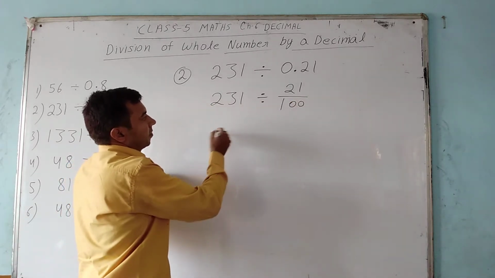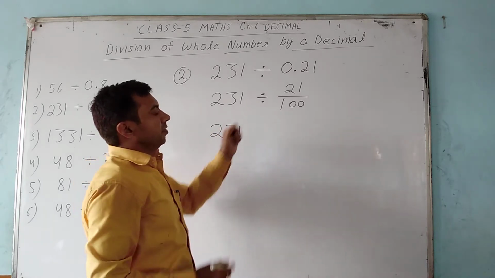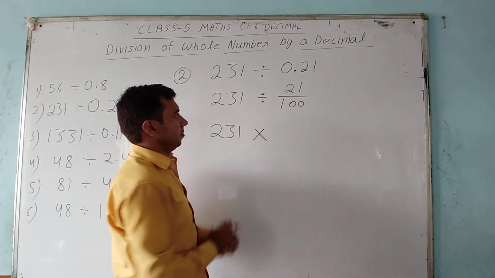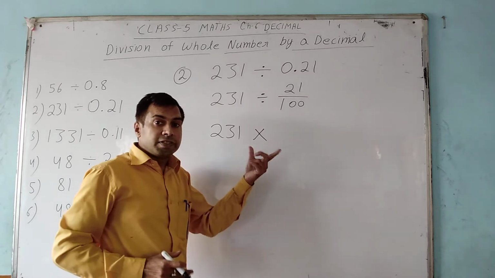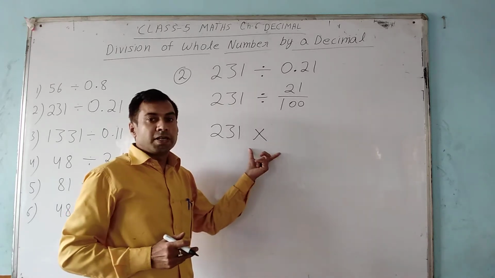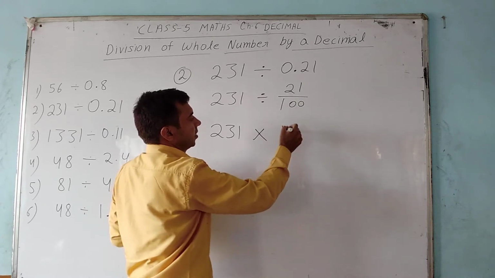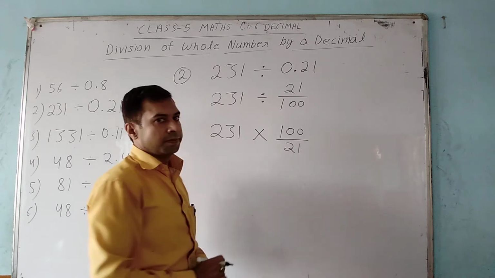Now student, next step, we change the division sign into multiplication sign. As we change this division sign into multiplication sign, what we do? We write the multiplicative inverse of this divisor. 100 by 21.